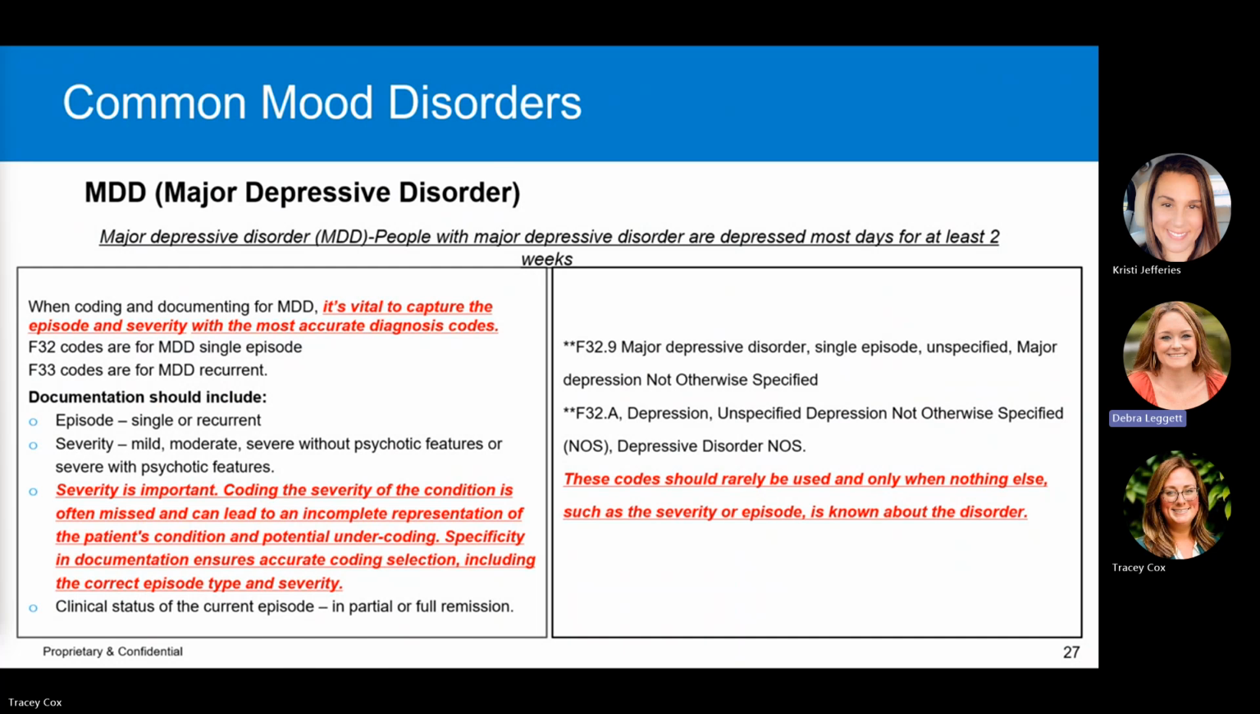When coding MDD, it's critical to capture the episode, meaning whether it's single or recurring, and then capture the severity as well as if there is any kind of remission documented. Specificity is key in forming an accurate picture of what is happening with the patient. The unspecified codes on the right side of the slide, F32.9 and F32.A, should rarely be used and only when nothing else, such as the severity or episode, is known about the disorder.